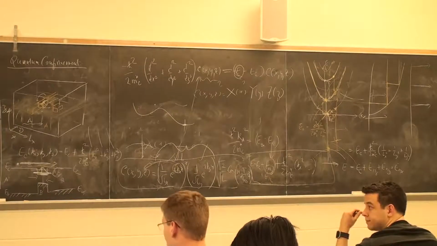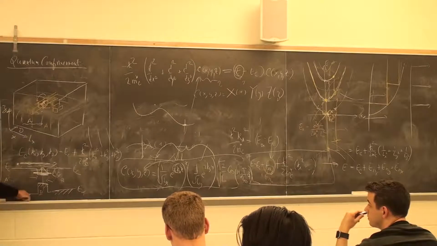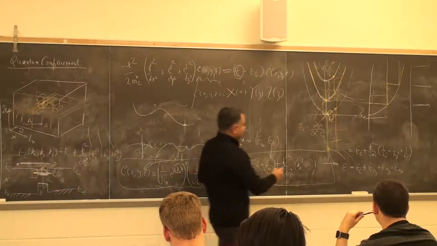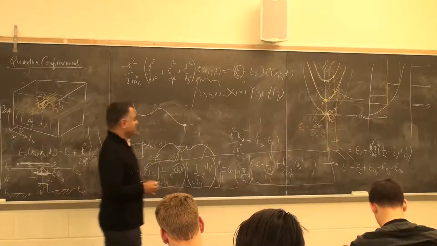Oh, by the way, was there a question, Jay? Yeah. The pi squared disappeared. It disappeared because I wrote it, I think. I did not write it. Yeah, it should be there.